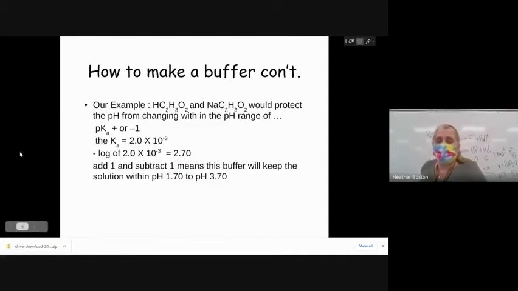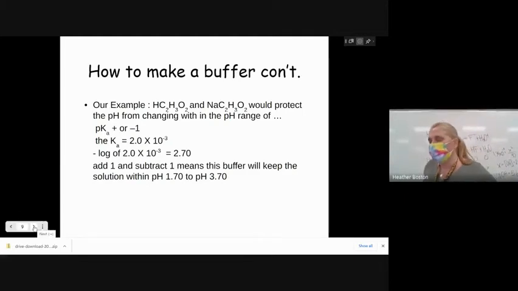So the pH range that I'm talking about is plus or minus 1 of the pKa. Remember, the Ka is individual to a specific acid. The pKa is the negative log of the Ka, and the pKa for acetic acid is 2.70. That means that you add 1 and subtract 1. That means the buffer will keep the solution between 1.70 and 3.70. So that's how I pick.